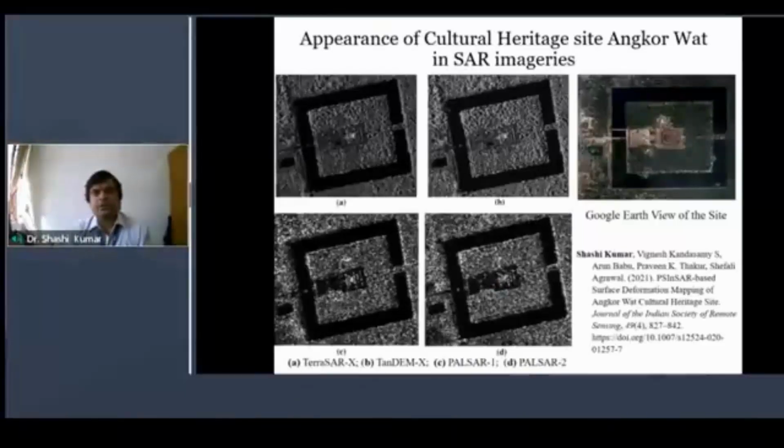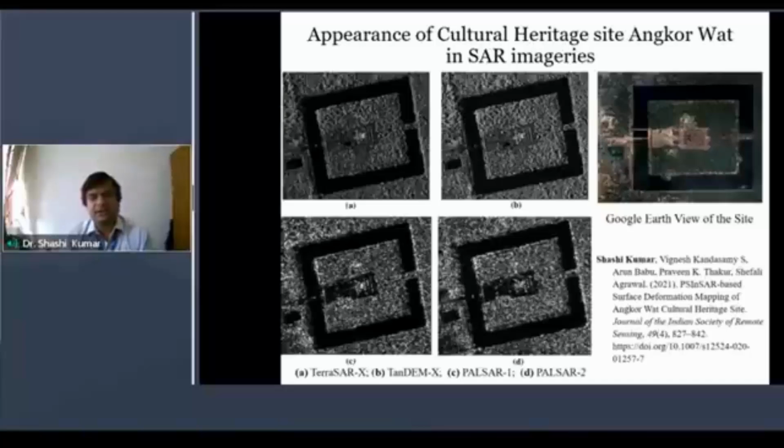Now, for visualization in the visible range, I have included here the high resolution optical multispectral imagery of the Google Earth. So here you can see that Google Earth view of the site is visible, and from the color information we are able to do the interpretation in terms of color, like vegetation could be easily seen in the green color. And similarly, this is the main site of Angkor Wat. So here all the walls of the temple are clearly visible.